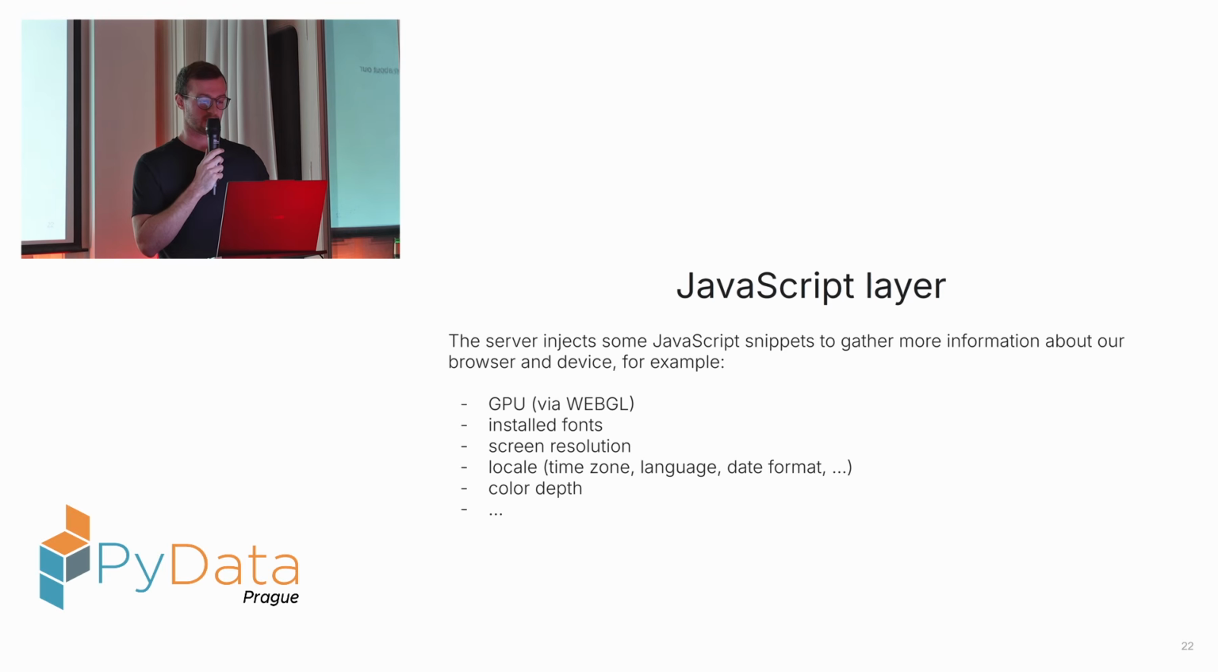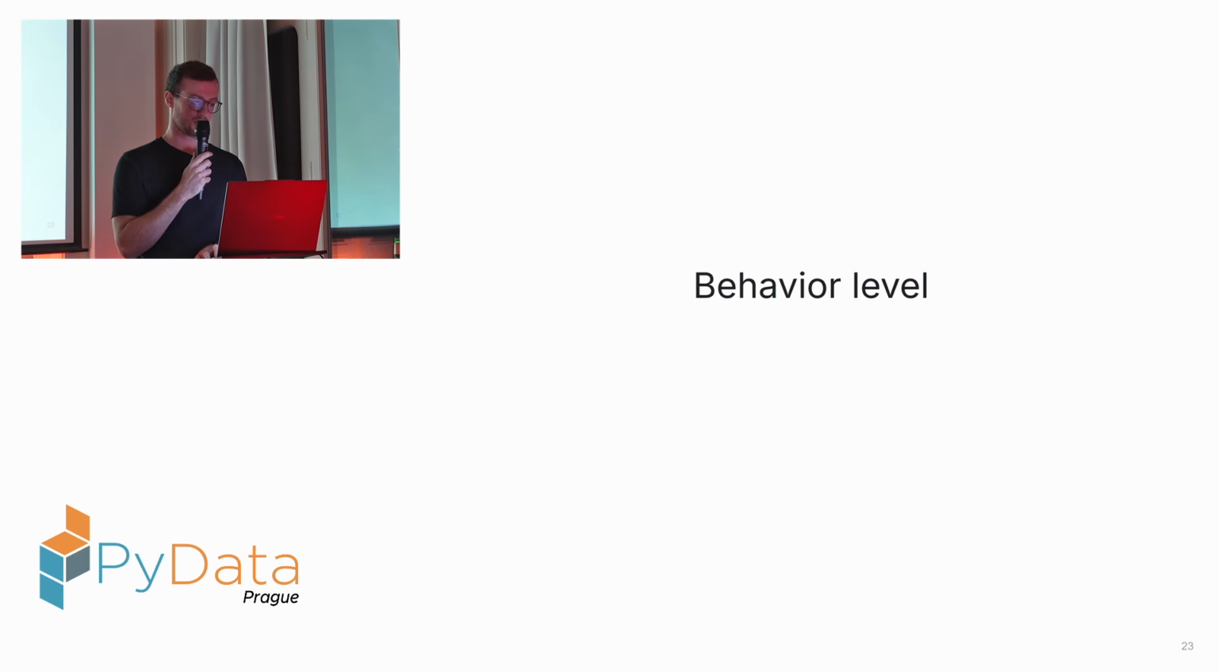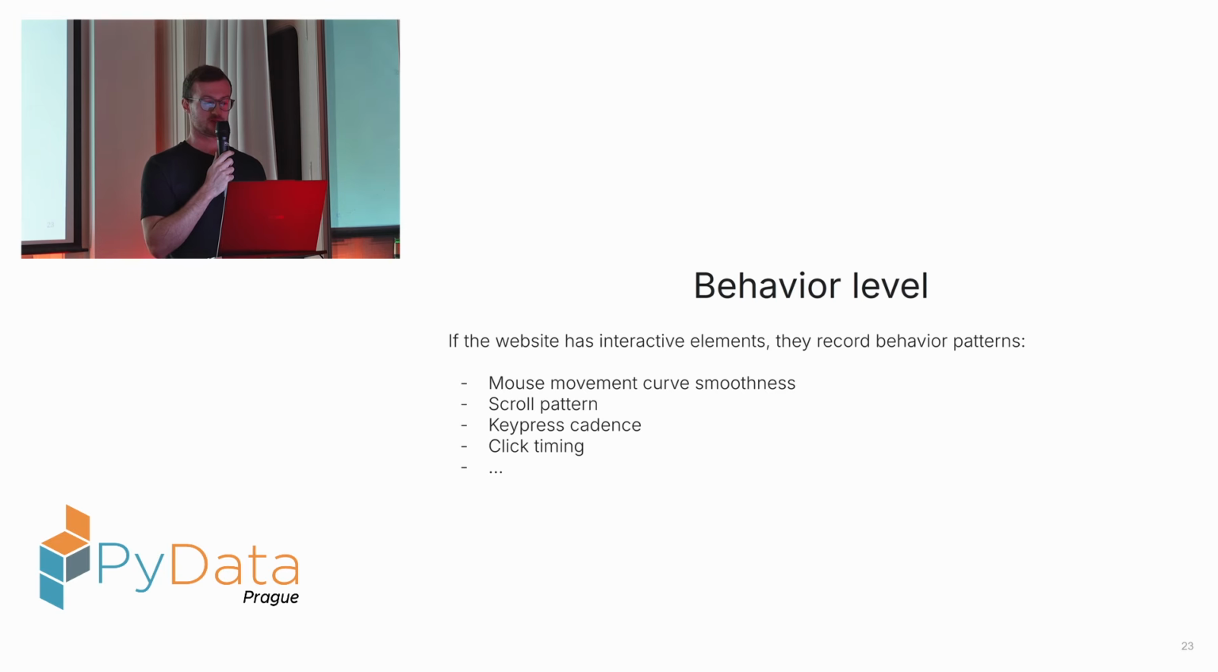On the JS layer, the website injects some additional JS code snippets into the content that is being sent to us and is being executed on our device. And thanks to that, they can collect more information about our browser and device. And even on the behavior level, the website, through some interactive elements, can record how we behave on the website, like how we move the mouse, how we click, how we scroll, how we type, and more.